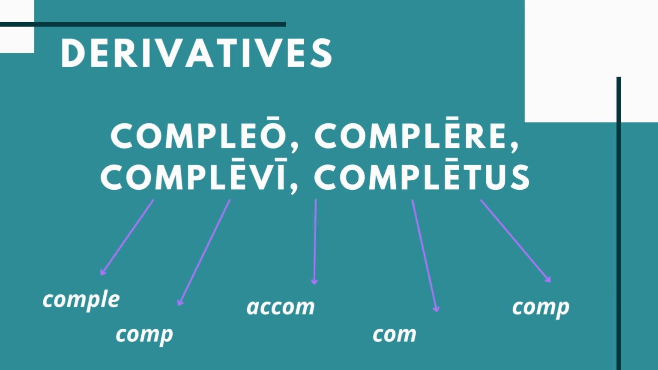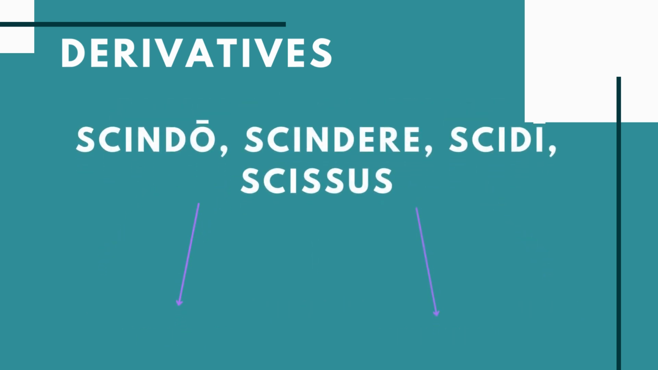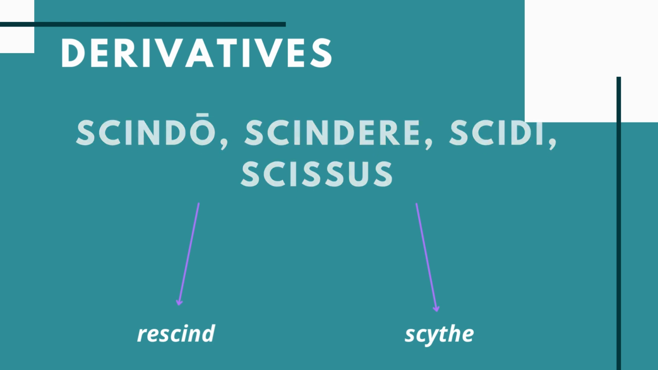Next, we have complere, right? Now, this is where we get words in English like complete, completion, accomplish, complement, comply. They're all coming from this same Latin verb. So it's a good one to know. And lastly, we have scindere, right? Meaning to cut. And this is where we get words like rescind or even scythe in English. They both have to do with cutting. So there's a lot of words in English that come from this one Latin verb. And again, it's the idea of cutting something.